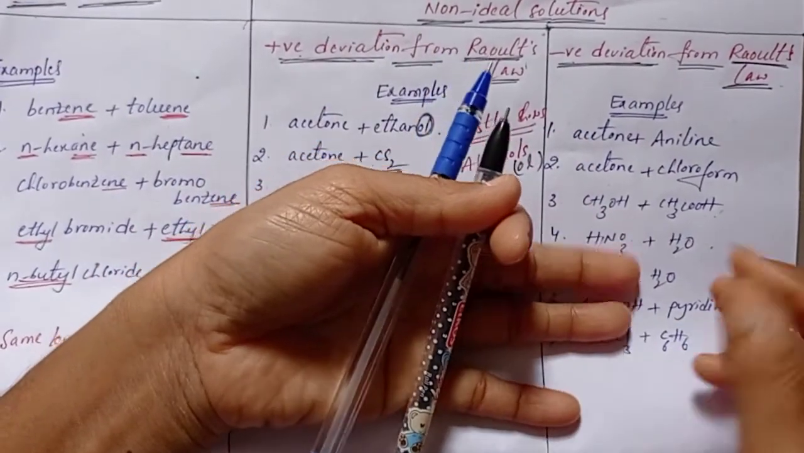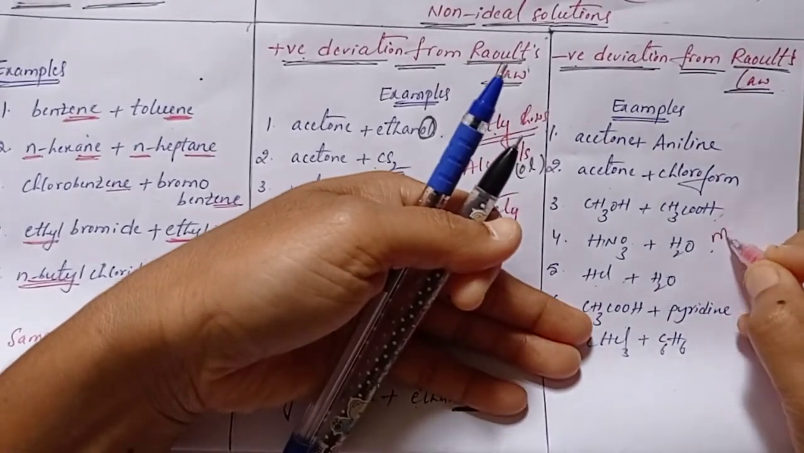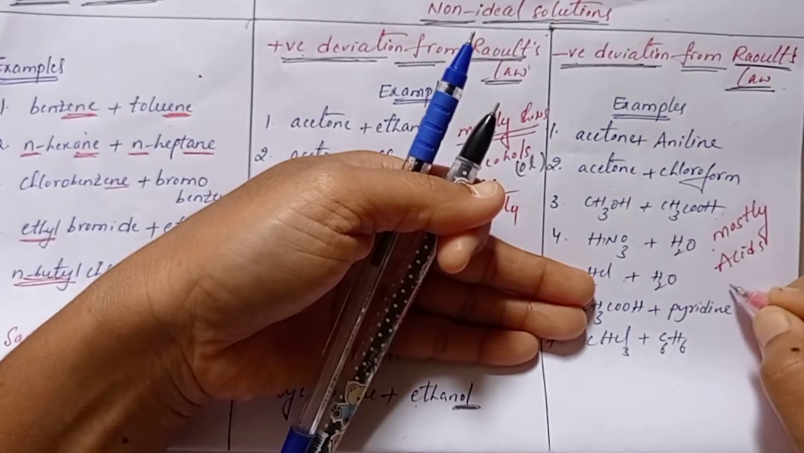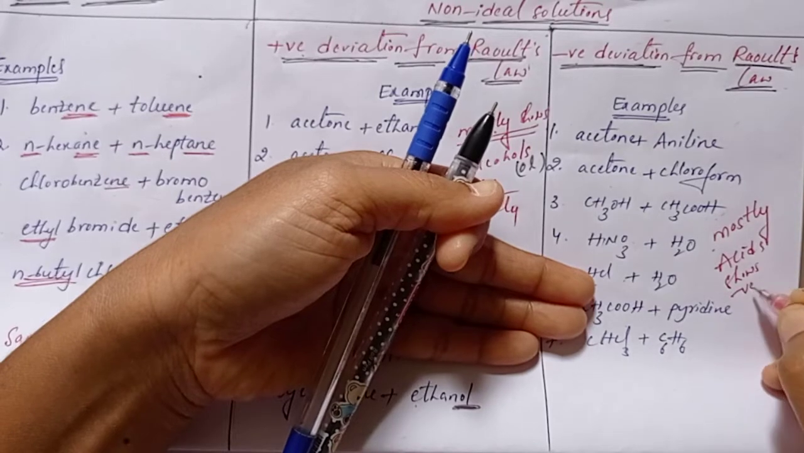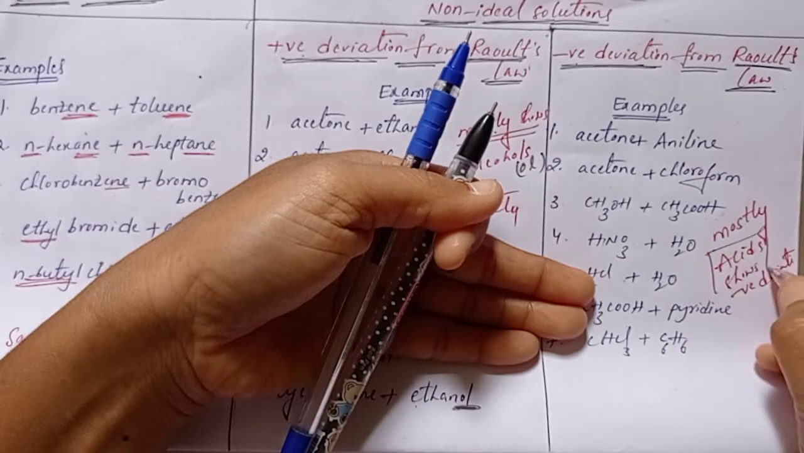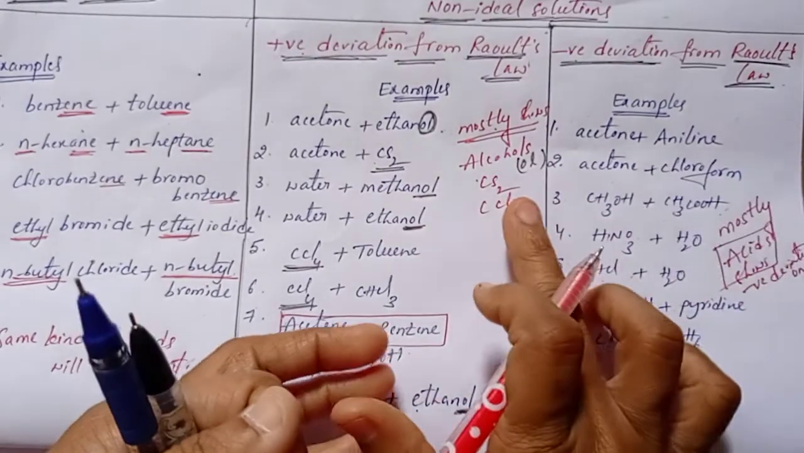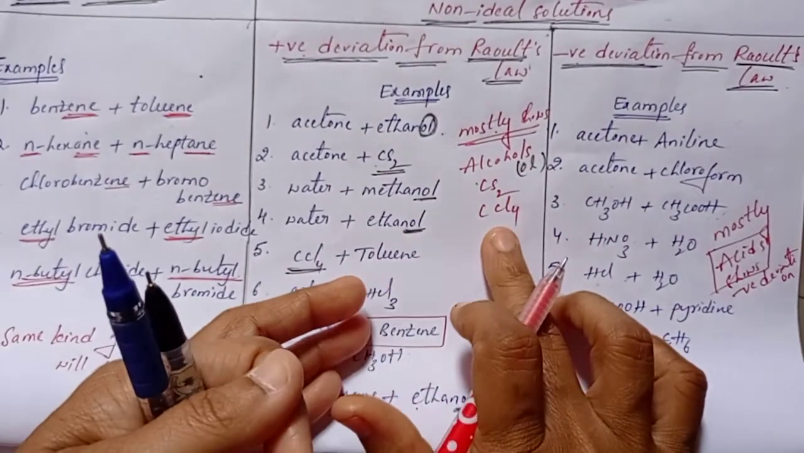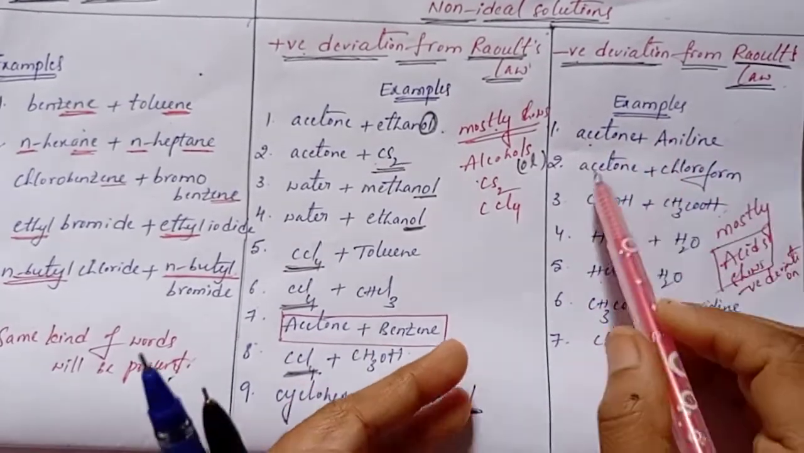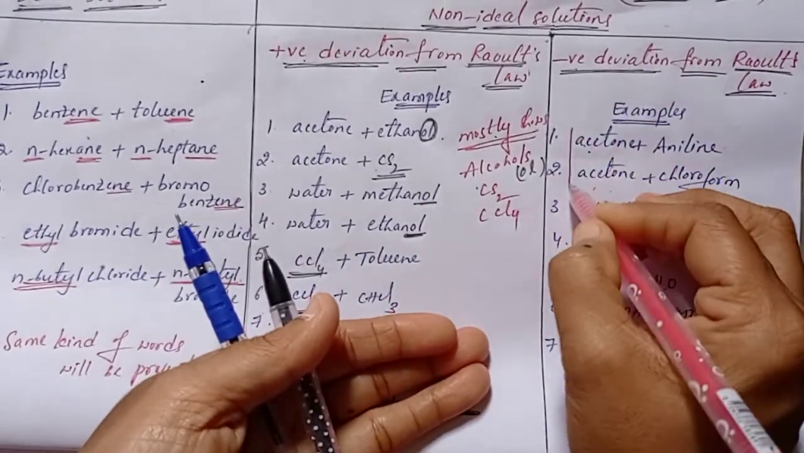Clear? Here I am writing: mostly acids show negative deviation, mainly acids students. So mostly acids are showing the negative deviation. Here mostly alcohol, CS2, CCl4 show the positive deviation. Here mostly acids. But in this example there is no acid, and in this example also no acid. So these two are exceptional cases students.